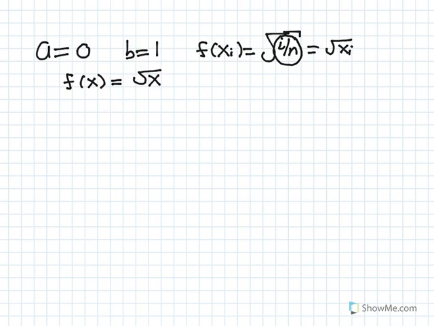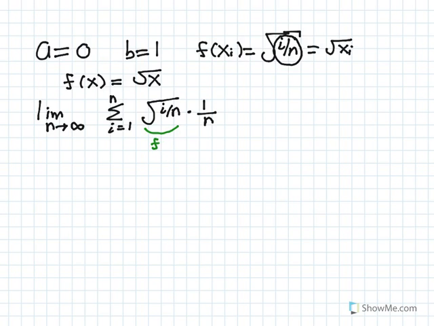All right, so let's turn the Riemann sum into a definite integral. Limit as n goes to infinity, i goes from 1 to n, f of xi, that's root of i over n, times 1 over n. This is f of xi. These are the functional values. 1 over n, that's delta x. That's equal to the integral from 0 to 1 of root x dx.